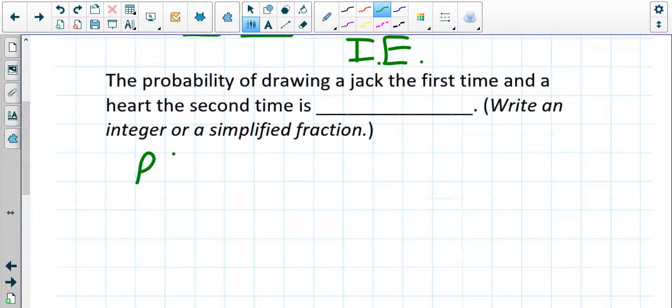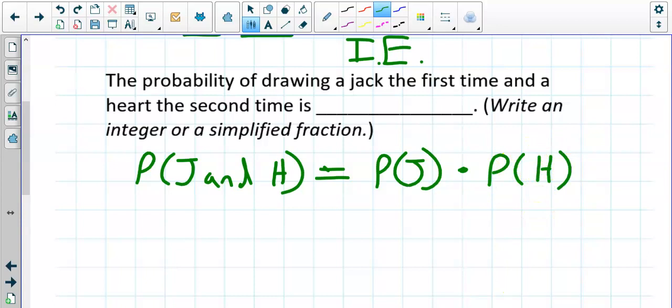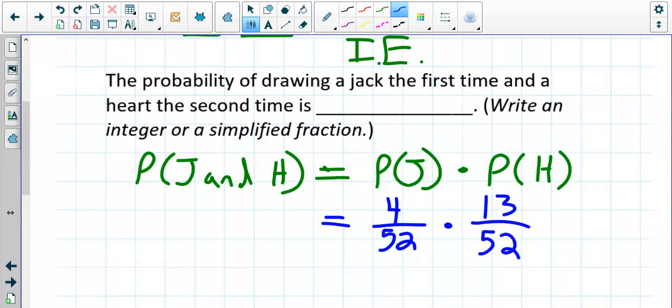So we want the probability of a jack and then the probability of a heart. So all we have to do to find these, since they are independent events, is find the probability of a jack, and then we're going to multiply that by the probability of a heart. Okay? So what is the probability of a jack? Well, there are 4 jacks out of 52. What is the probability of a heart? Well, there are 13 hearts out of 52. All we got to do is multiply these bad boys.